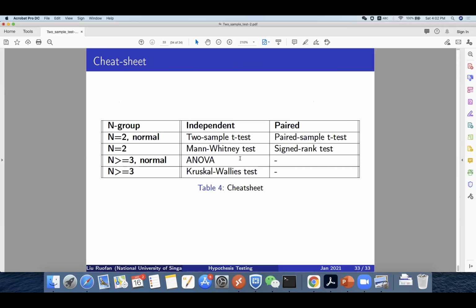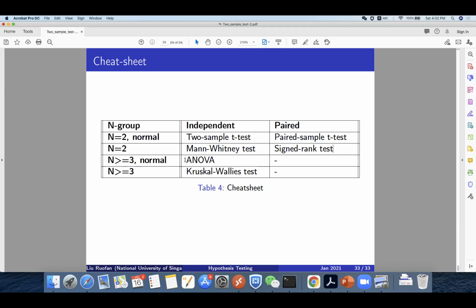So just a conclusion here. If we have two independent groups and we assume normality, then we can use the two-sample t-test. If we do not assume normality or we have outliers, then we can use Mann-Whitney. Mann-Whitney is naturally robust to outliers because I only care about the rank. I don't care about the exact value. If I have two paired groups, then I can use the paired-sample t-test or the signed-rank test.